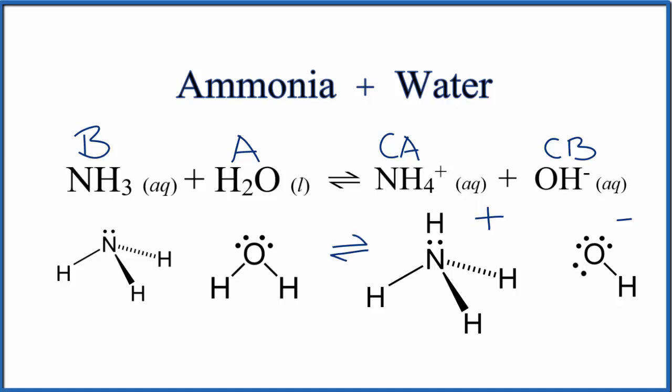So to recap, ammonia is the base. It accepts a proton to become a conjugate acid, and then water, that's the acid, lost the proton here, and now it is the conjugate base.